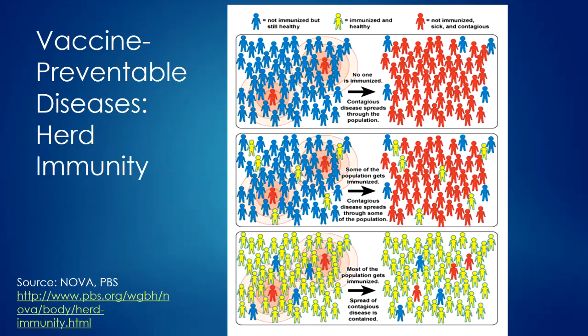So herd immunity is the concept that if most of the population is protected against a disease, even if a small number of people within that population become sick, it's unlikely that they would interact with another unimmunized or naive person within the population. And so outbreaks will not happen as frequently.